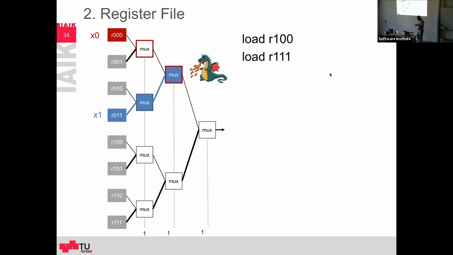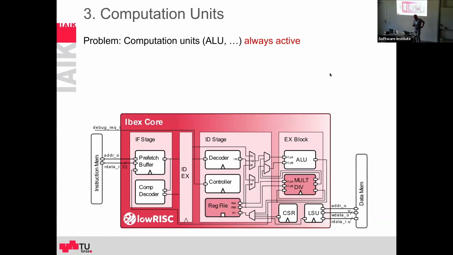Problem number 3. Computational units. I'm sort of sketching over this, but the difference between hardware design and software design is that if you do an if-then-else in software, you first check the condition and then you decide what to compute. If you're a hardware designer, you compute both the then branch and the else branch, and then you use a multiplexer to figure out which result is interesting.